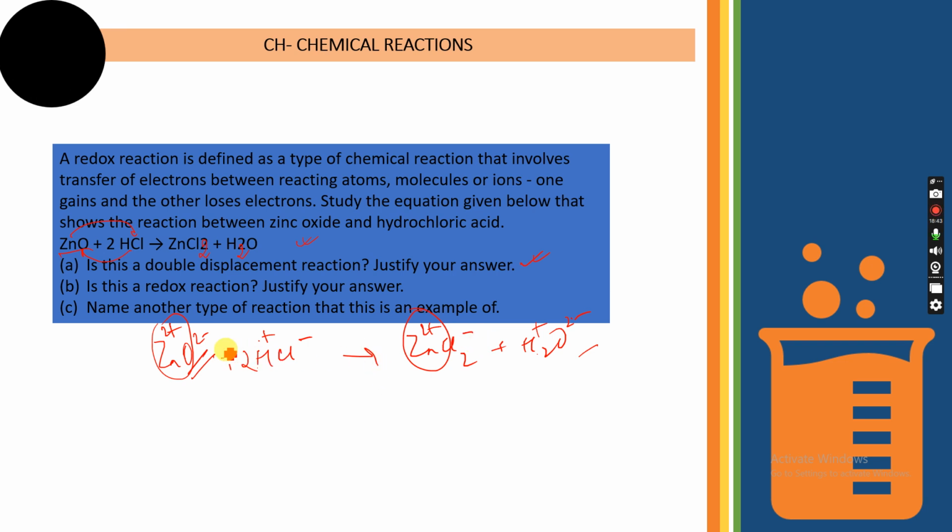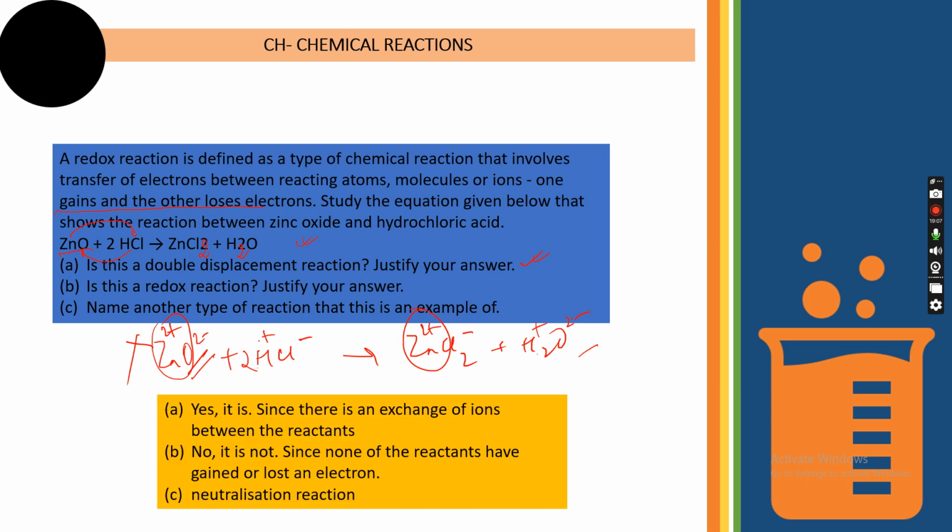So that means no transfer of electrons is taking place, no loss or gain of electrons is taking place. So that's why it is not a redox reaction. If one is gaining electrons and one is losing, then we can say it would have been a redox reaction. Since no transfer of electrons is taking place, that is not a redox reaction. Okay, so that's your answer.